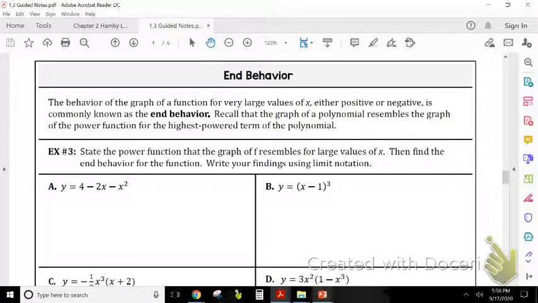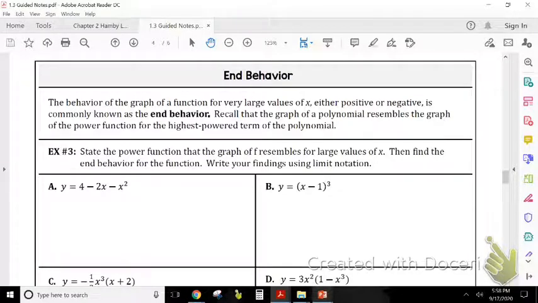All right, so we're going to talk about end behavior in the continuation of lesson 1.3. The behavior of the graph of a function for very large values of x, either positive or negative, is commonly known as end behavior. It's what's happening on the far left and the far right side of my graph. Recall that the graph of a polynomial resembles the graph of the power function for the highest powered term of the polynomial.